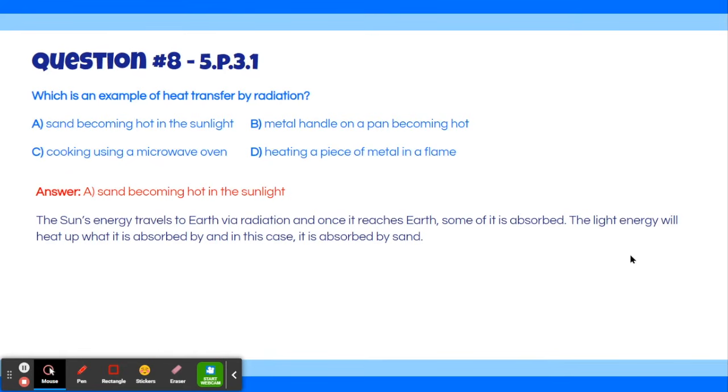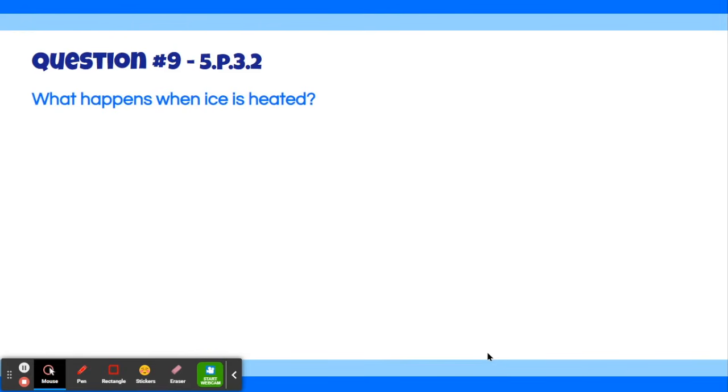This is because the sun's energy travels to Earth via radiation. Once it reaches the Earth, some of it is absorbed. The light energy will heat up what it is absorbed by, and in this case, it is absorbed by the sand.